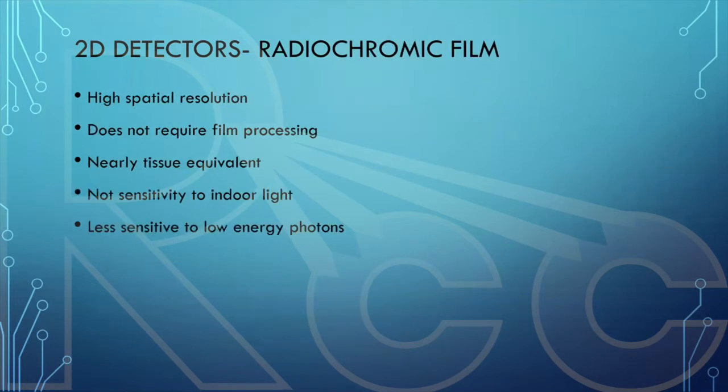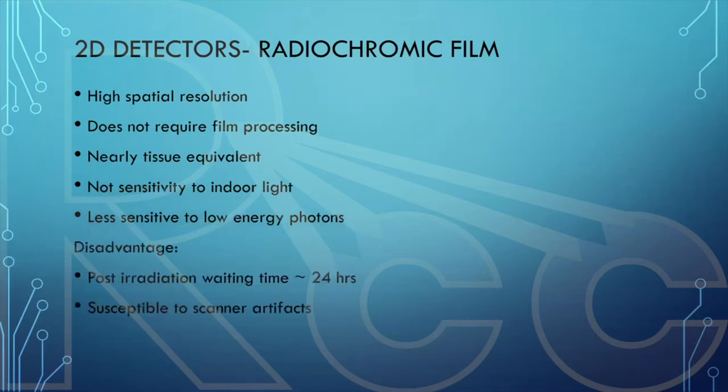Now we have the radiochromic film. This is the one that we use in my clinic. They give you high spatial resolution. They are ideal because they don't require film processing equipment. They are nearly tissue equivalent. They are not sensitive to indoor light, so you can handle them without any issue. They are less sensitive to low energy photons. Of course, they have some disadvantages.